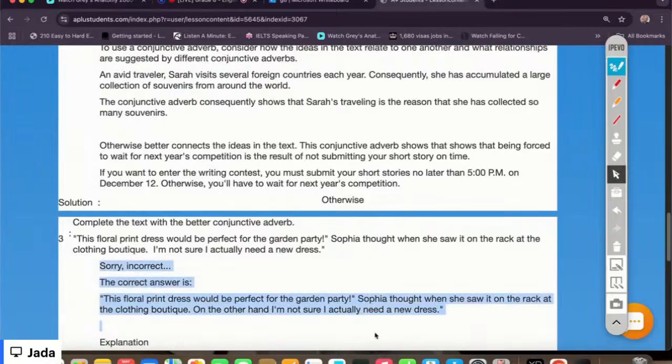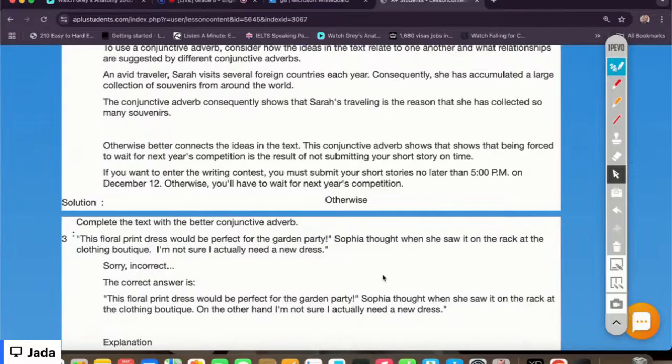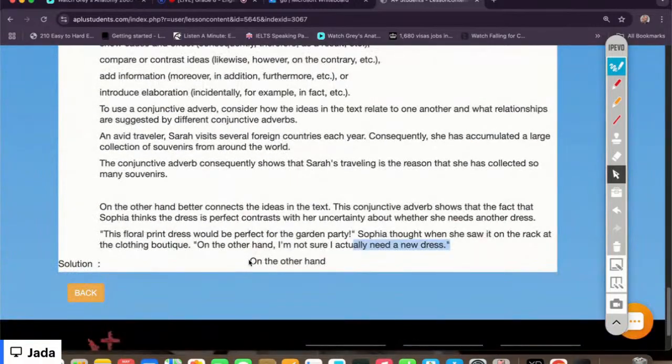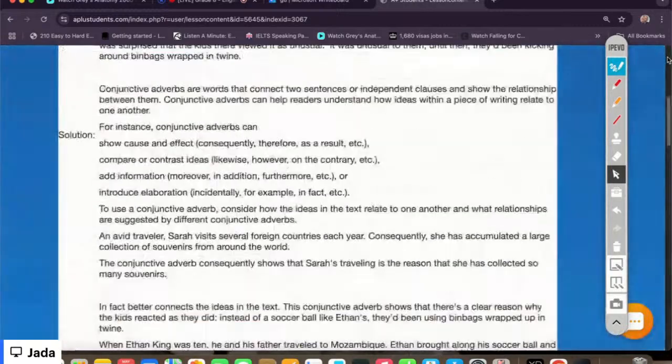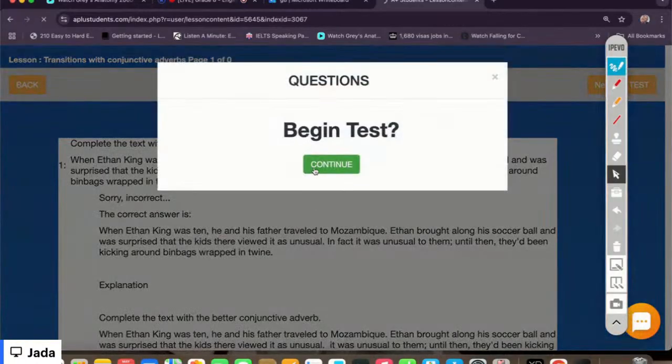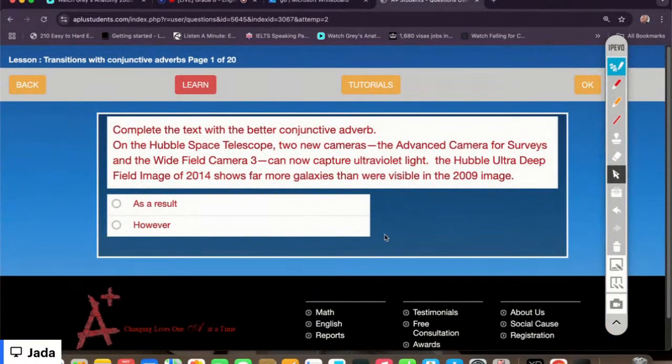Okay, so we have: this flower print dress would be perfect for the garden party, so Sophia thought when she saw it on the rack at the clothing boutique. I am not sure I actually need a new dress. So what's the right one here? We have on the other hand, I'm not sure I actually need a new dress. All right, so let's move on to the test, okay? And you can share your answers.